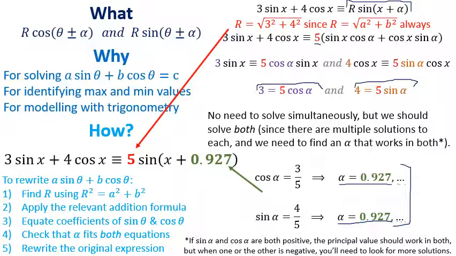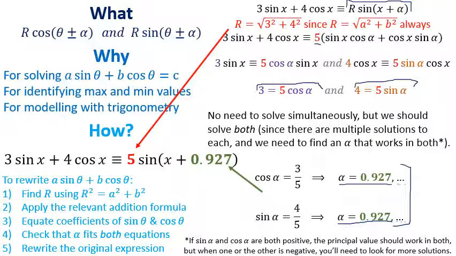Here's the general pattern that you need to be following. Find r right at the very beginning using a squared plus b squared equals r squared. And that will work for any a and b, positive or negative, it makes no difference. Then you apply the addition formula. You will either have sine of x plus alpha, or sine of x minus alpha, or cos of x plus alpha, or cos of x minus alpha. Use the appropriate formula and break apart your term into 2 pieces.